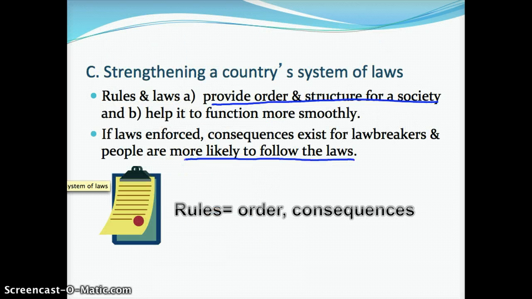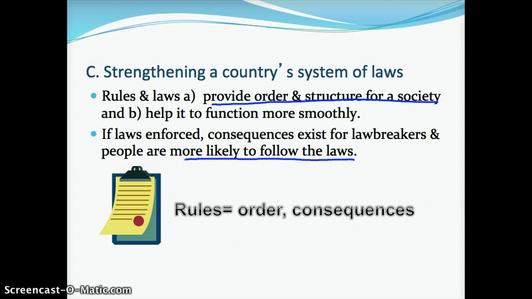Next up, how does strengthening a country's system of laws do anything? Well, if you have laws that are understood by people and written down, this gives order and structure to the society. So people know what they aren't allowed to do or what they shouldn't be doing. That doesn't mean they always follow it, but the laws are recorded somewhere. So you have the laws, and then if these laws are enforced, there's consequences for people who break them. And if there's consequences, people are more likely to follow the laws, in theory.